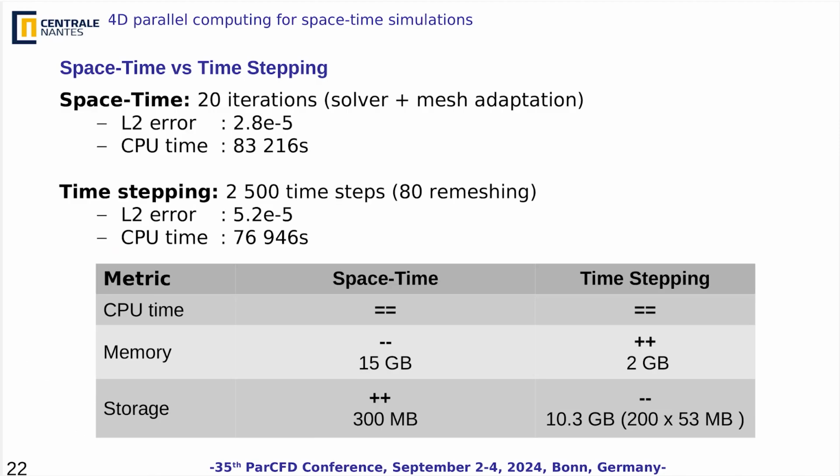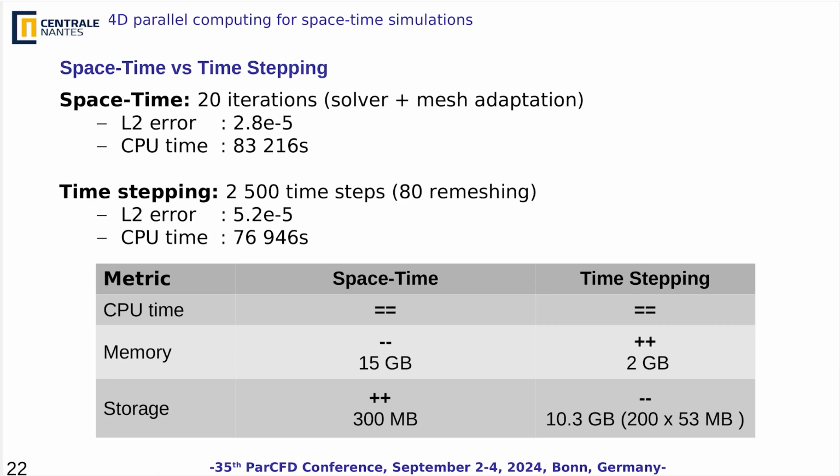First, let's say, a comparison between the space-time and time-stepping solver. The space-time run was 20 iterations of the space-time solver plus mesh adaptation. The final error was this one, and the CPU time was that one. And for time stepping, I tried to get almost the same error. It's not exactly the same, but close to that.